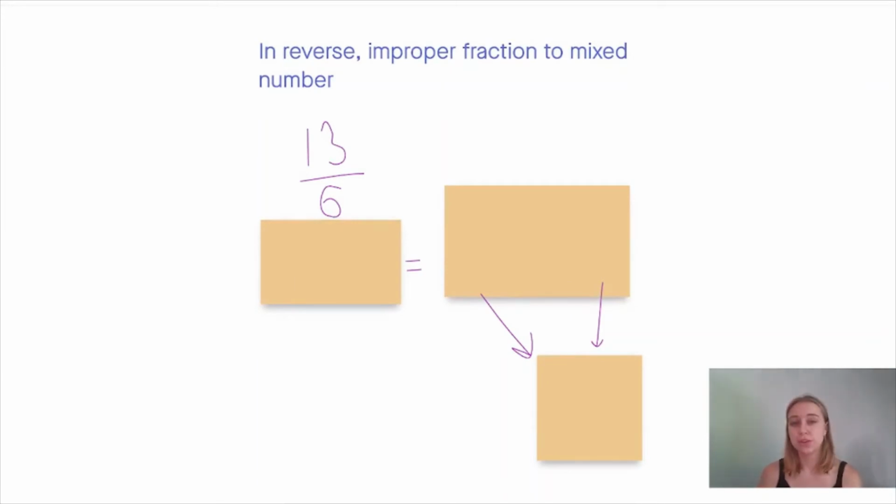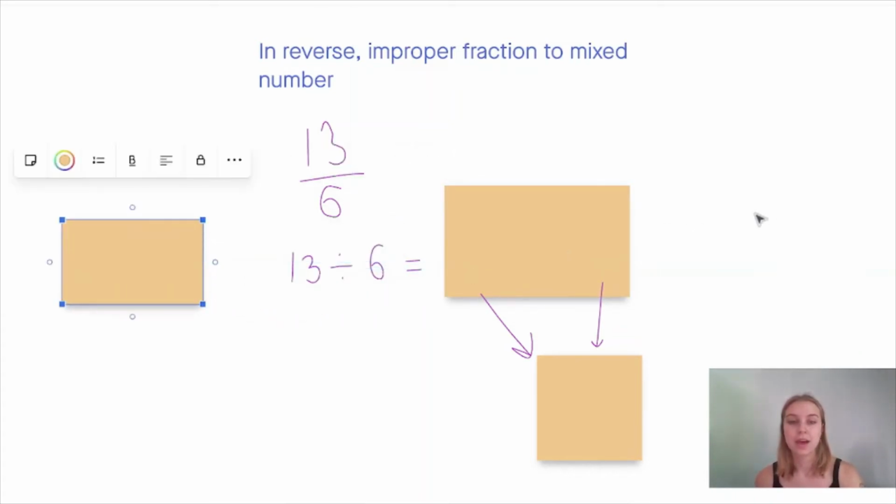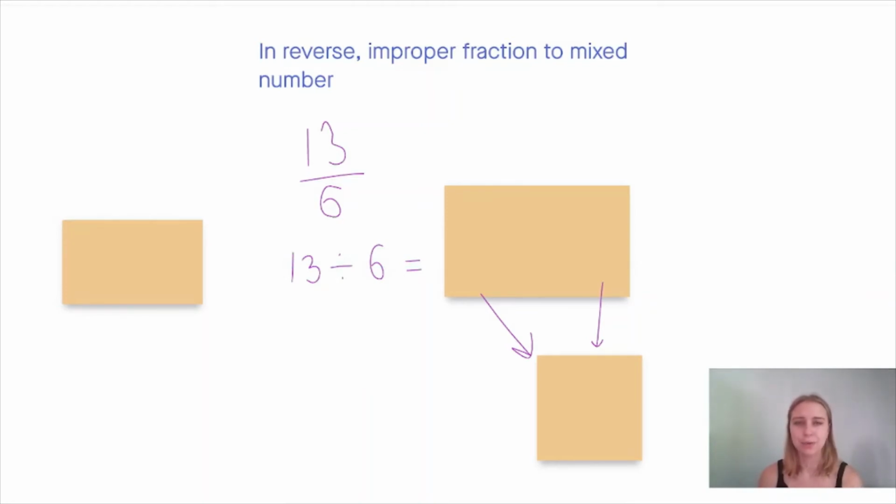Now, we can also do the reverse, where we can go from an improper fraction to a mixed number. There's a few steps we want to follow, and the first one is trying to divide the top number by the bottom number. In this case, 13 divided by 6. Now, you might realise that that's going to give us kind of a weird answer, and it's a hard thing to work out in your head.